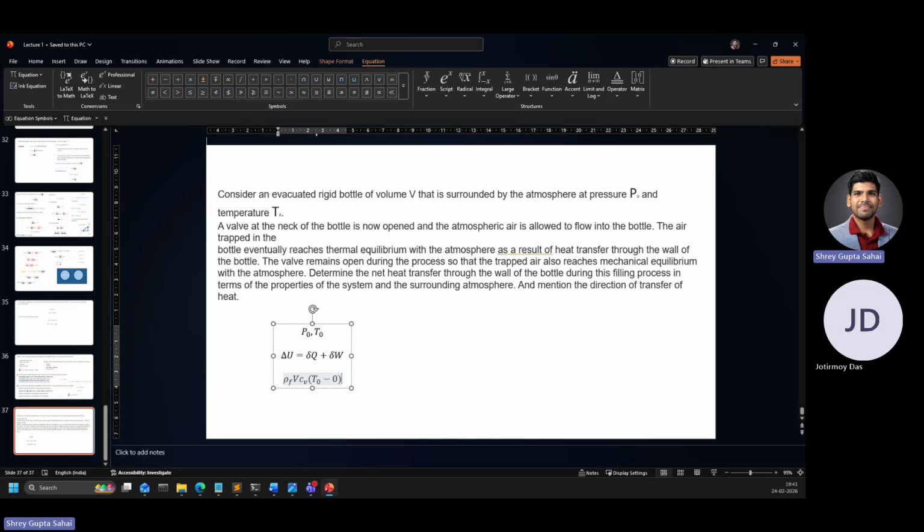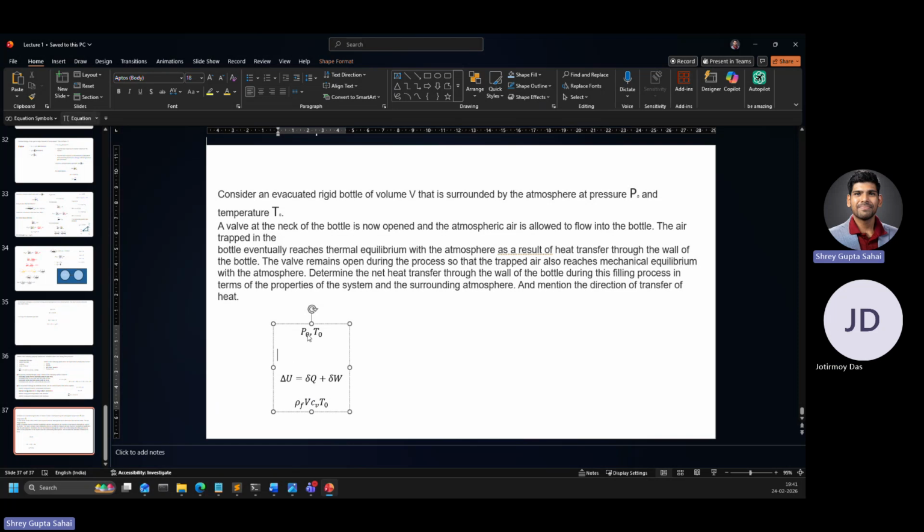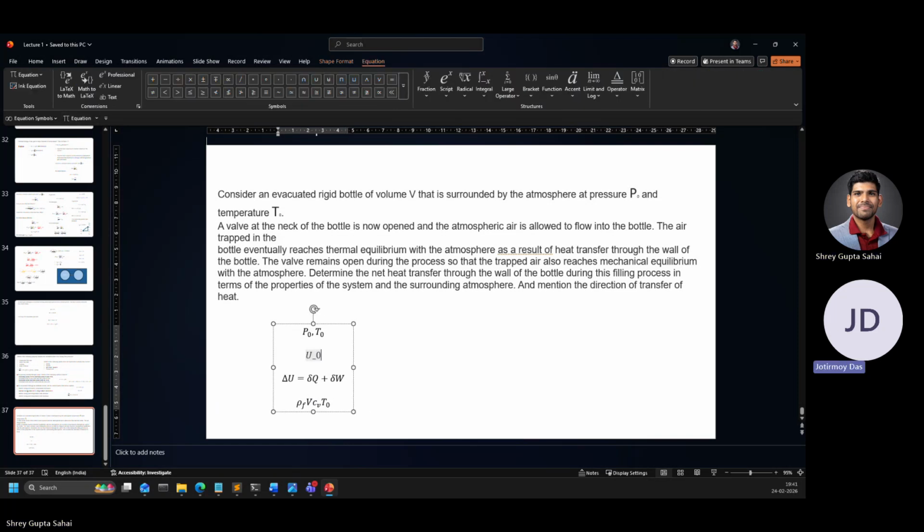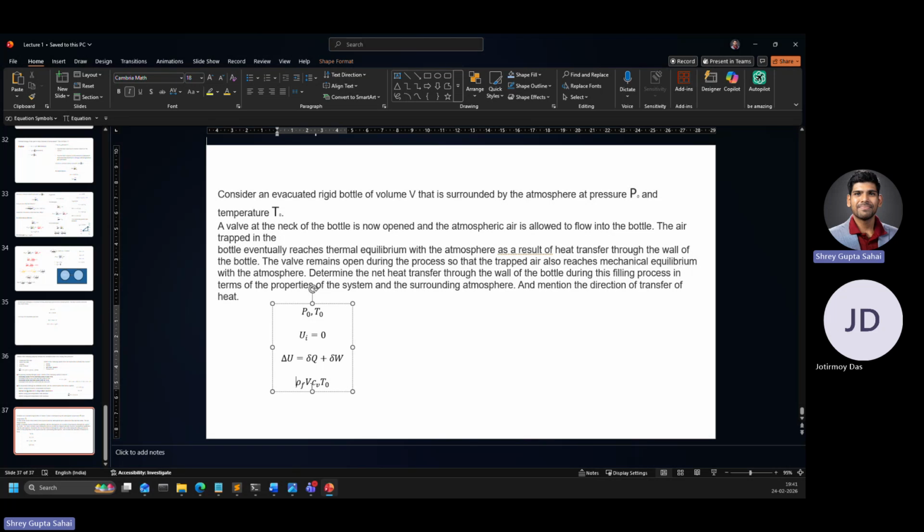You understand? We can say U initial is zero only, because there was no mass inside the vessel. It's evacuated. So U initial is zero, and this is my U final. And I can go ahead and write what my rho final is. What is my rho final? It is P naught divided by R T naught. Is that okay?